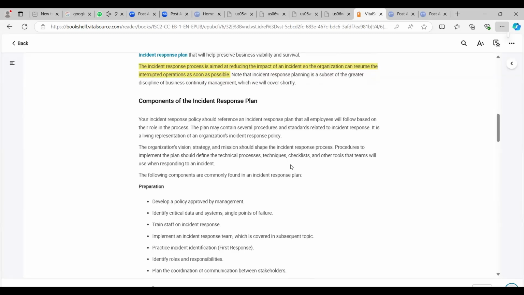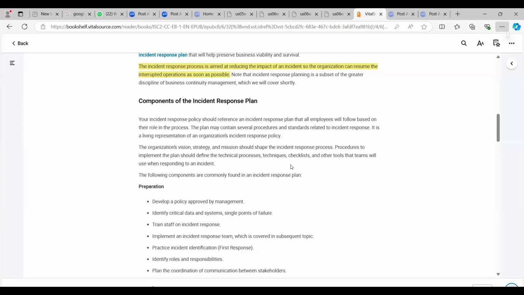Your incident response policy should reference an incident response plan that all employees will follow based on their role in the process. This is what the network department will follow. This is what the finance department will follow. This is what the accounts department will follow. This is what the CEO will follow. So all of those things will have been predefined in the plan. So the plan may contain several procedures and standards related to incident response. So it is a living representation of an organization's incident response policy.